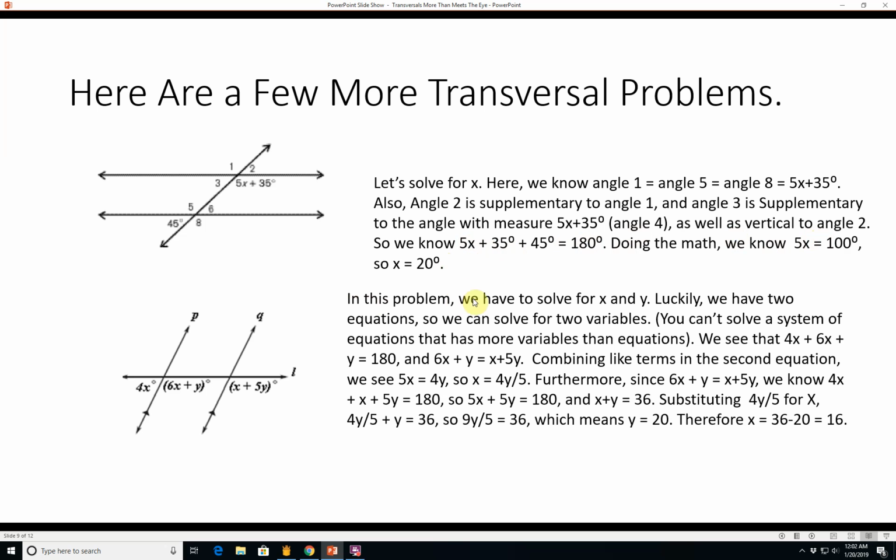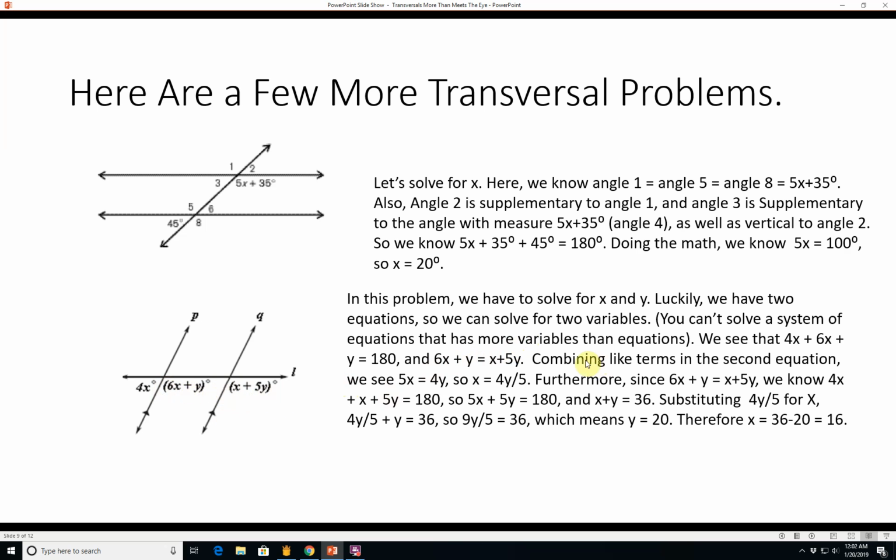In this problem, we have to solve for x and y here. Luckily, we have two equations, so we can solve for two variables. You can't solve a system of equations that has more variables than equations. So we see that 4x plus 6x plus y is equal to 180, and 6x plus y is equal to x plus 5y. Why? Because these are supplementary angles, so 6x plus y plus 4x is 180, and we can see that x plus 5y is corresponding to 6x plus y, so we know that x plus 5y plus 4x is also equal to 180, and we can see that 6x plus y is equal to x plus 5y.